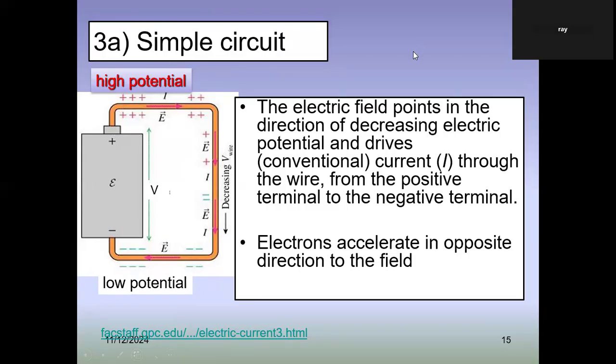Oh, so high potential is positive. High potential, positive terminal. Okay, then the electron will move from low potential to high potential, or accelerates in the opposite direction.